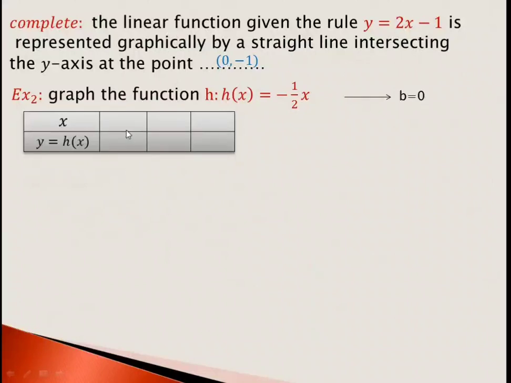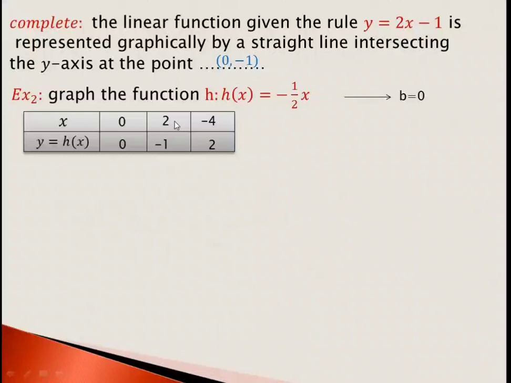We can put any elements belonging to the real numbers: 0, 2, and -4. And then we need to find the image of each element here. To find the image of the element 0, we need to use the function rule. So we have to replace the letter x in the function rule by the number 0 to find its image, and it's going to be -half times 0 equals 0. That means the image of 0 is 0.